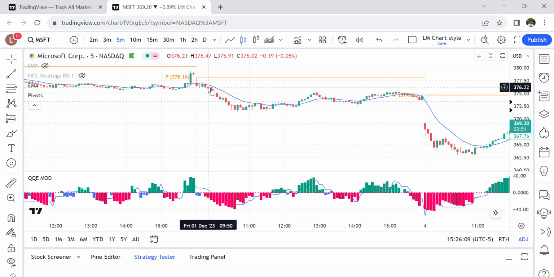I am here, the QQE mod histogram is red below the zero line. The stock is below the pivot point, the stock is below the 13 EMA, and the stock is close to the 13 EMA. The 13 EMA was 376.60. My entry is 376.30, which is quite good enough. If you enter your trade, your direct target, without any stop, without any green candle, is still here, and you get a target of 372, which is a $4 target.